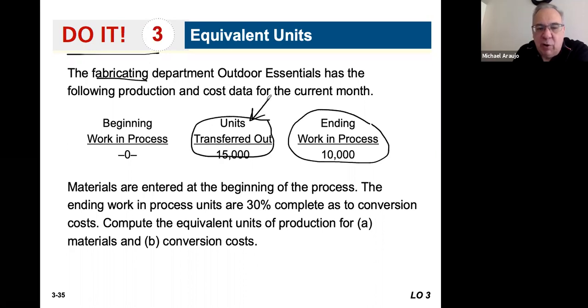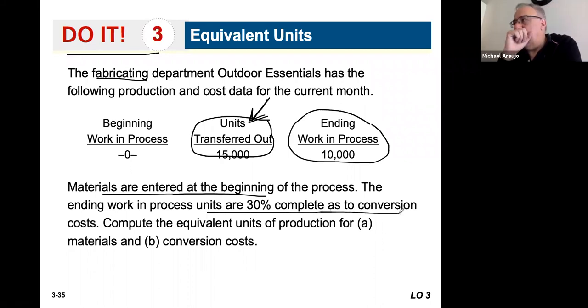Well, the ones that are already completed and transferred out have 100% of the costs. In terms of this, materials are entered at the beginning of the process, so all the materials are there. And in terms of the ending work in process units, 30% complete regarding conversion. So they've only just begun here, 30% complete.